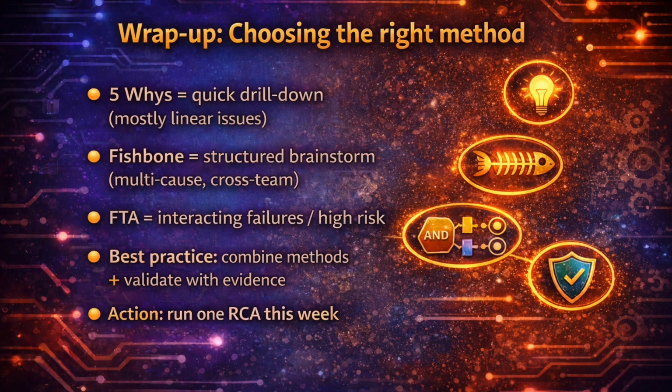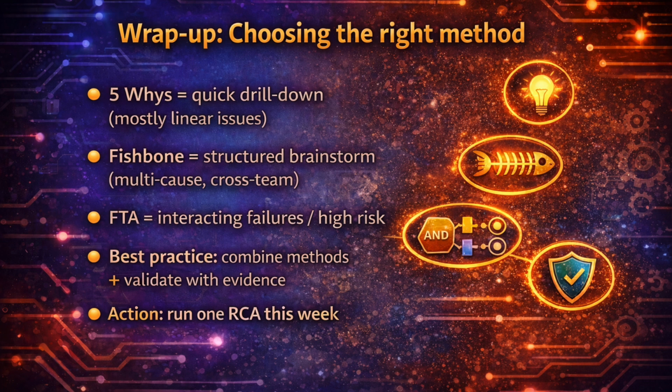Let's wrap up with a simple chooser. If you need a quick first pass and the problem looks linear, start with 5 whys. It's the fastest way to turn a vague complaint into a specific testable cause and a countermeasure. If the problem spans teams, has many plausible contributors, or you suspect multiple causes, use a fishbone diagram to widen the search in an organized way. Then prioritize and test the top branches.